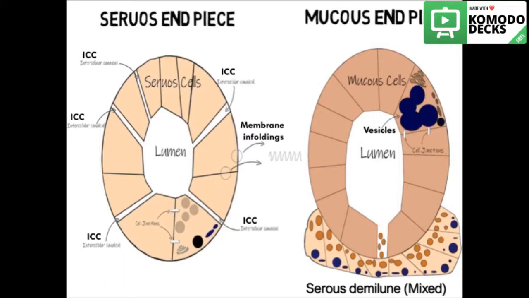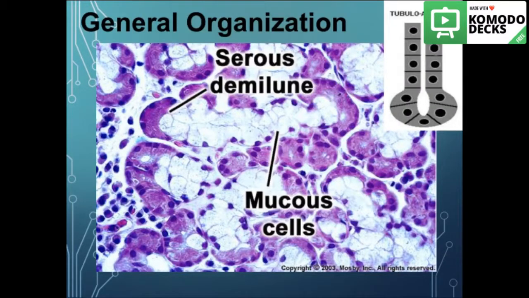Sometimes, as we said, it's a mixed secretion. We would have a serous end piece at the end of the mucus tube, which is called a serous demilune, or half moon, a crescent shaped end piece. Here are the central mucus cells around the lumen, and we see the serous demilunes.